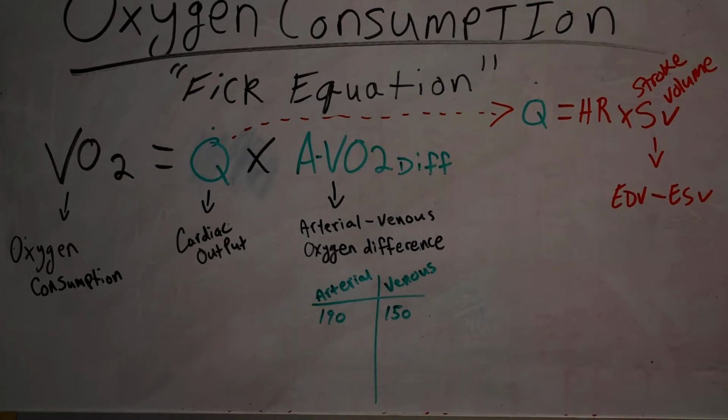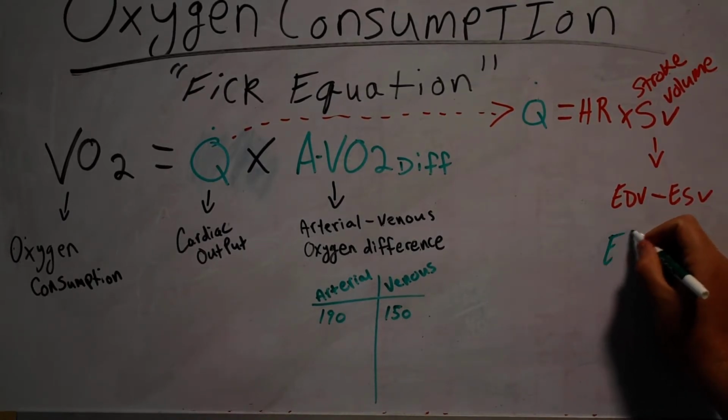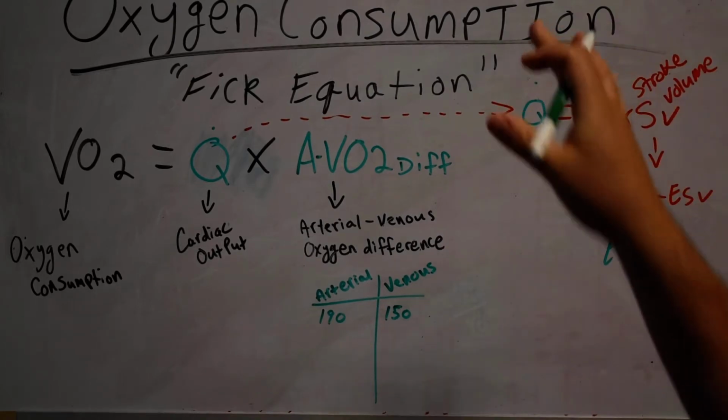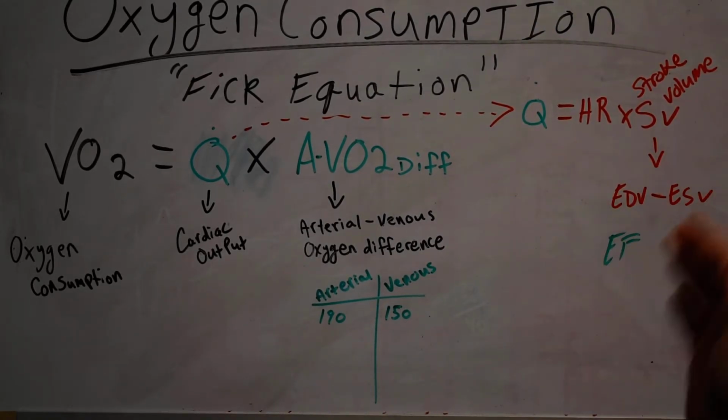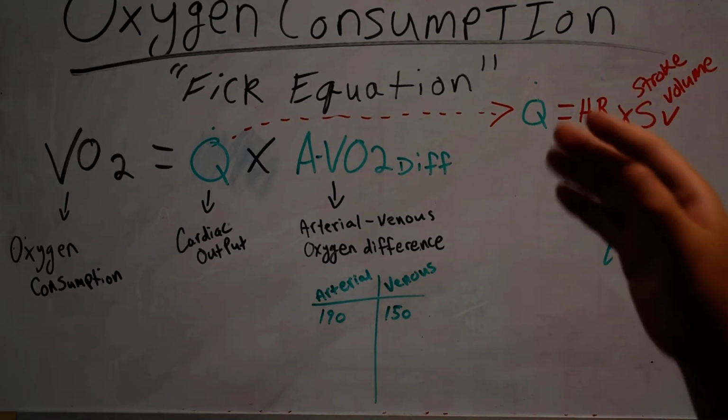Because remember, the left ventricle is never going to eject 100% of the blood that is in it. Typically, it'll only eject around 50 to 65% of that blood. And that value is known as the ejection fraction, normally abbreviated as EF. That's not going to come really into play too much with the Fick equation. That's another discussion for a different day.